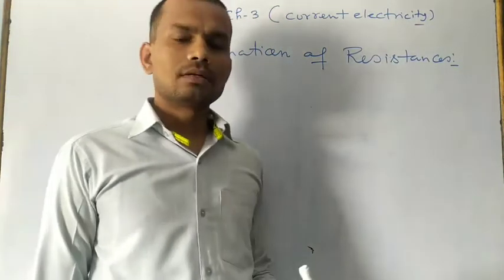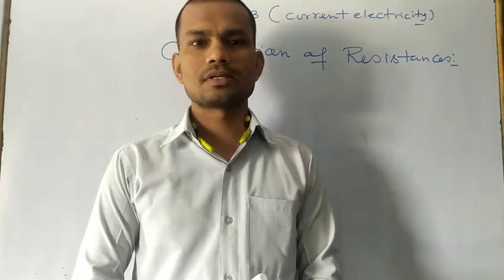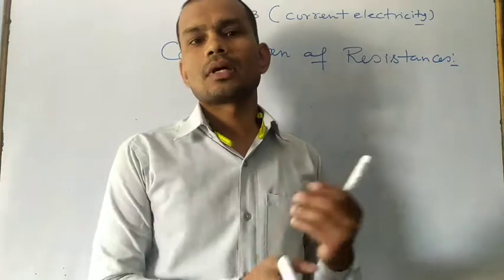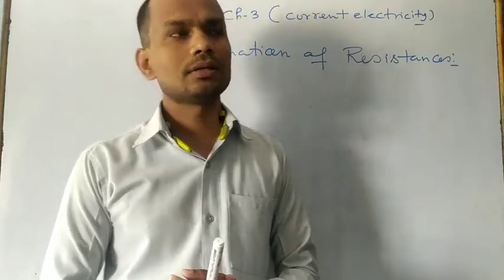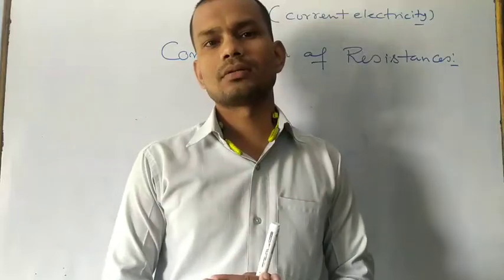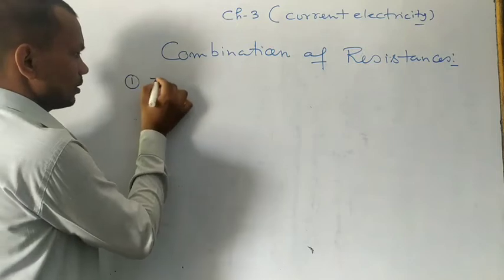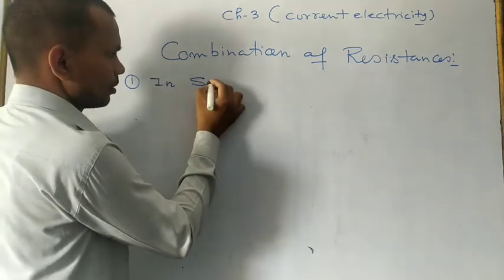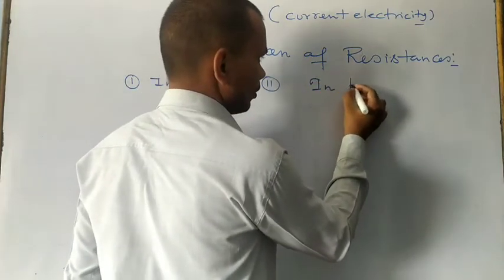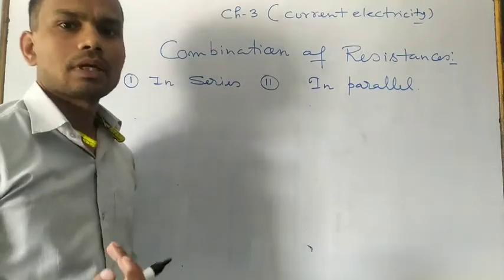So here you see in chapter 2 we have already studied the combinations of the capacitors. First, capacitors are connected in series, and second, the capacitors are connected in parallel, right? Here also there are two methods for combination of the resistances. First one, in series, and second one, in parallel. One by one we are going to discuss.